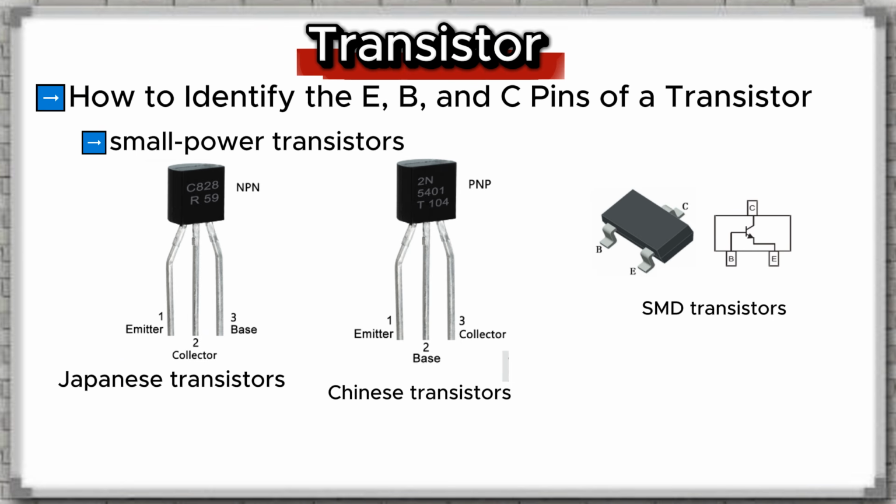For Japanese transistors, for example, C828 or A564, the collector is in the middle and the base is on the right. For Chinese transistors, the base is in the middle and the collector is on the right. For SMD transistors, usually the collector is still in the middle, but the base pin may change position depending on the manufacturer. In reality, the most accurate way to identify the pins is to use a multimeter, because some fake or low-quality transistors may not follow this order at all.